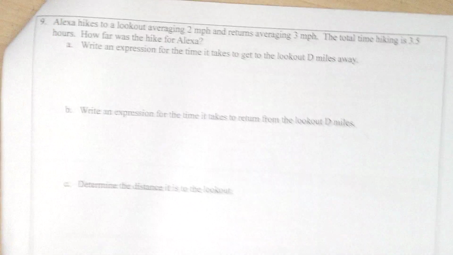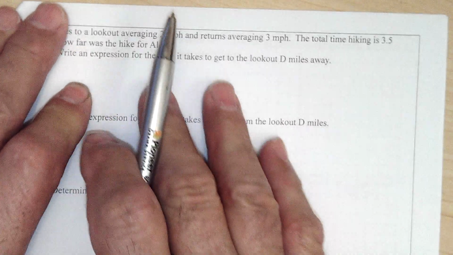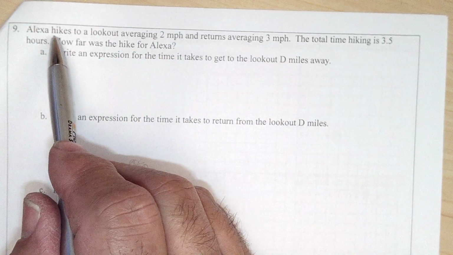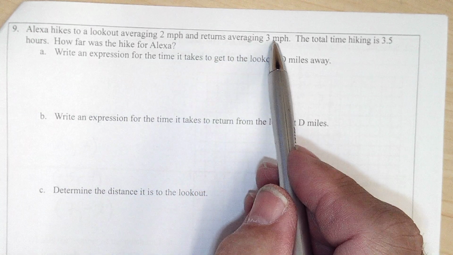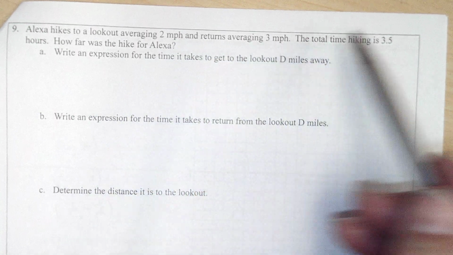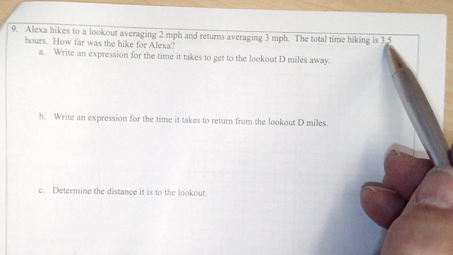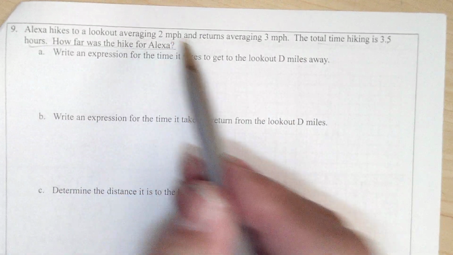Okay, page 3. Alexa hikes to a lookout averaging 2 miles an hour, returns because it's coming downhill 3 miles an hour. Total time is 3.5 hours. How far is the hike?